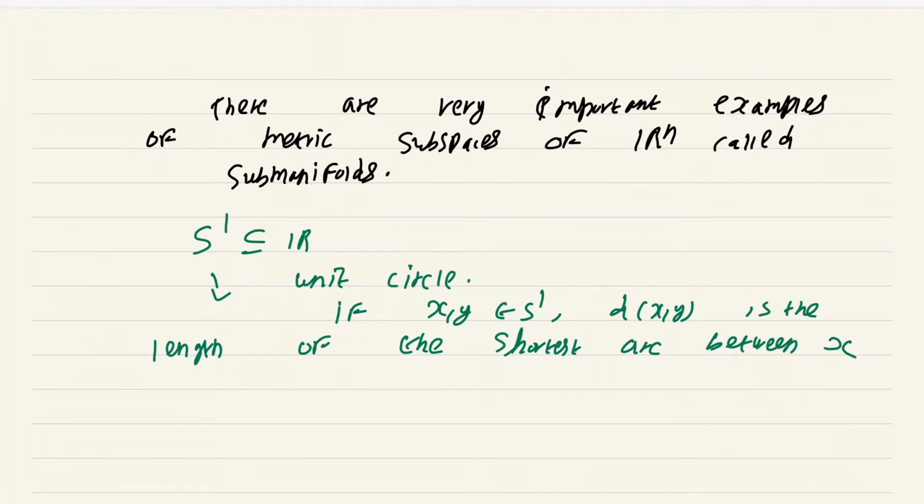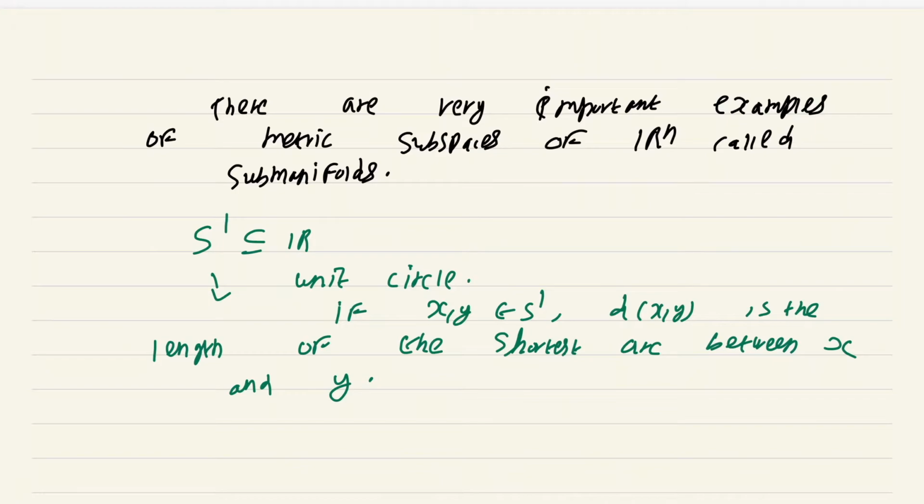There are two arcs on the circle that join x and y. Look at the length of the shorter one. You can spend some time and show that this definition will in fact give you an alternative metric on the circle that is different from the one that comes from the ambient Euclidean space.